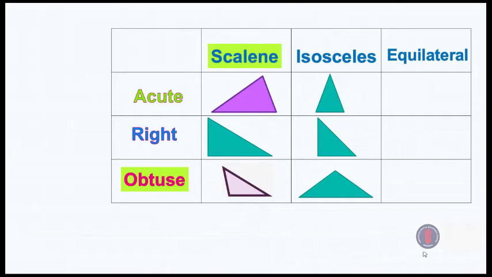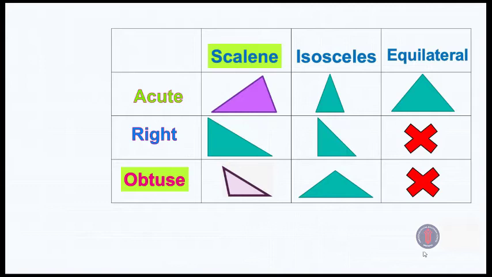But things are different when it comes to an equilateral triangle. An equilateral triangle is always an acute triangle because all three sides are exactly the same. All three angles must also be exactly the same. And since we can't have more than one right angle in a triangle or more than one obtuse angle, all the angles in an equilateral triangle must be acute.